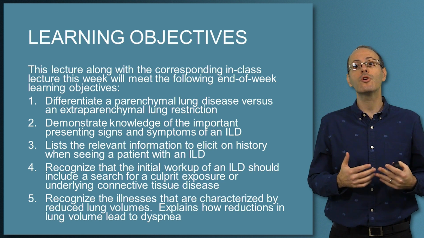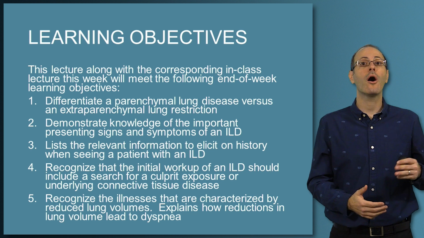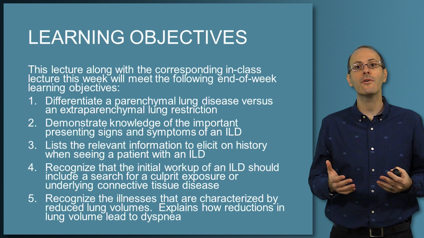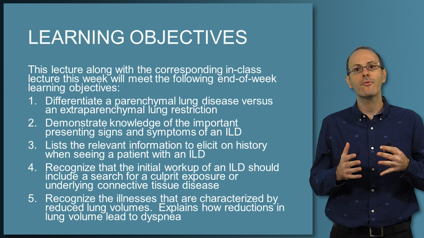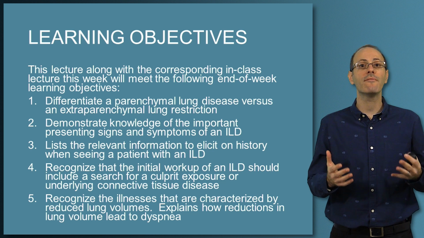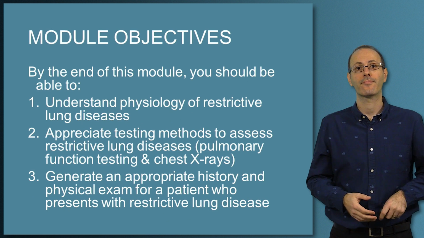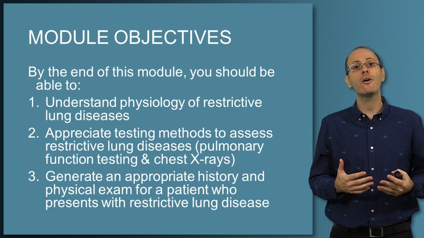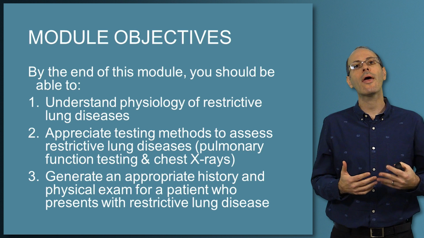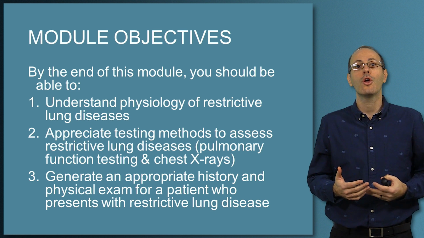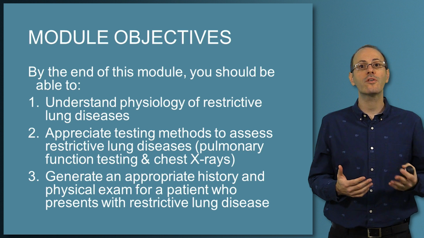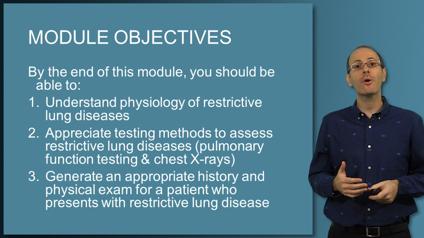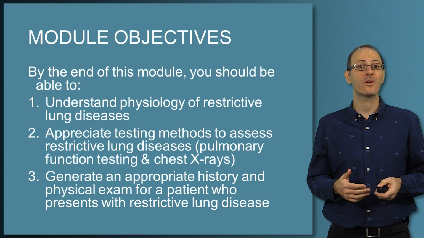We will recognize that the initial workup of an ILD should include a search for a culprit exposure or an underlying connective tissue disease. And lastly, we'll recognize the illness that's characterized by reduced lung volumes and use that to explain how reductions in lung volumes lead to dyspnea. By the end of this module, you should be able to understand the physiology of restrictive lung disease and how that relates to pulmonary function testing. You'll learn to appreciate testing methods to assess restrictive lung disease, so pulmonary function testing and chest x-rays. We'll generate an appropriate history and physical exam for a patient who presents with restrictive lung diseases.